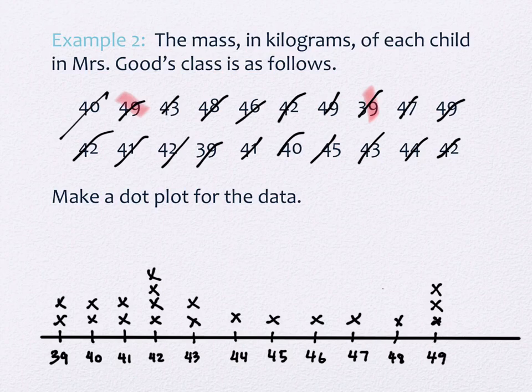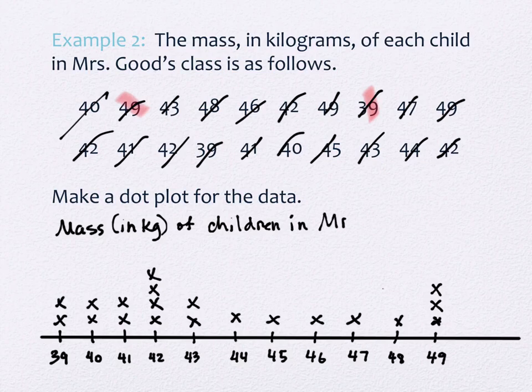And then every graph needs a title. So we need to title this. I don't care where you put the title. If you want to put it above, to the side, beneath, it just needs to be present. We do need to make sure that any units are present as well. So for example, on this one, it's the mass in kilograms. So we want to make sure we're specifying in kilograms of children in Miss Good's class.